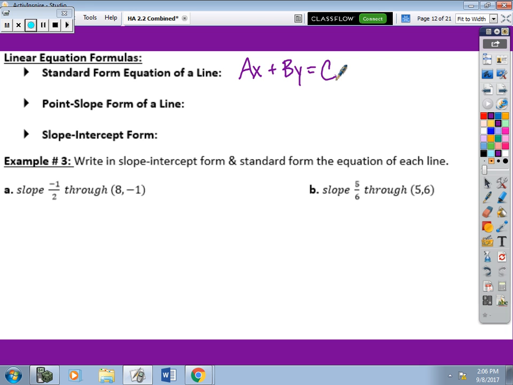Point slope. Augie? Parentheses y minus y sub 1, equals slope times x minus x sub 1. Yes. The parentheses on the one side really aren't necessary, because this is the only thing over here, but if you like them, leave them. And that's when you have a point, which is your x1, y1, and a slope, m. And then slope intercept we already looked at. If you have forgotten these, you need to re-memorize them.